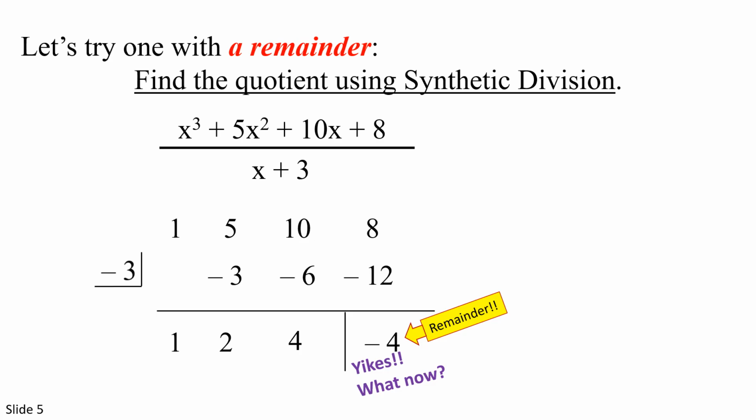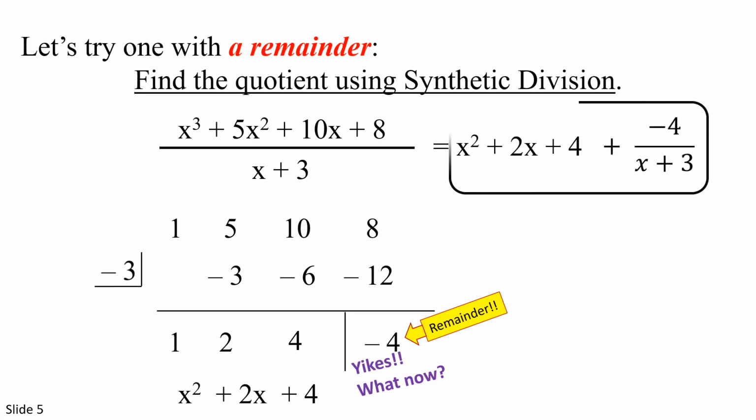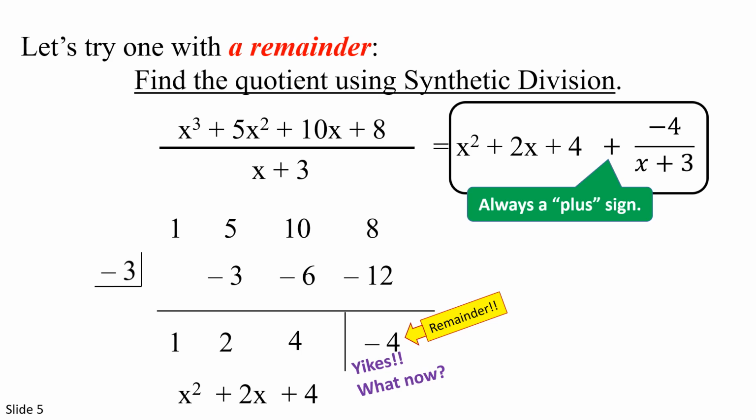So now that we've got a remainder, it's not a 0. It's not going to be nice. What do we do now? Well, we take the 1, 2, and 4 that we have on the left-hand side of the vertical line. That's not part of the remainder. That gives us x squared plus 2x plus 4. And then we take that remainder and put it over the divisor. And we always put a plus sign between the two pieces. So we end up with x squared plus 2x plus 4 plus -4 over x plus 3. So it's the remainder over the divisor.